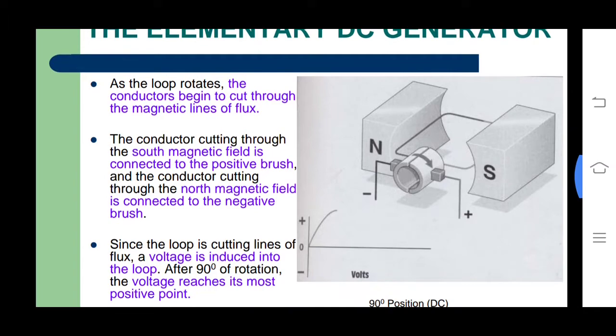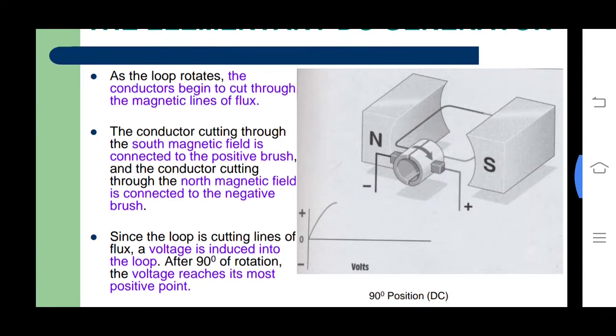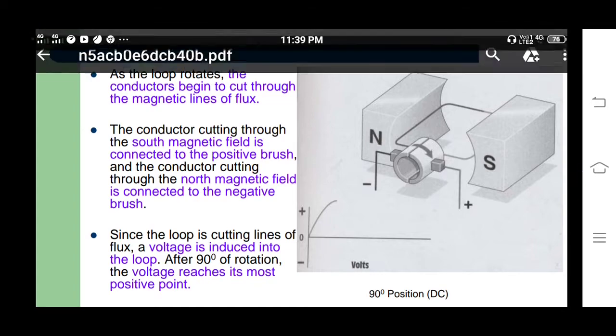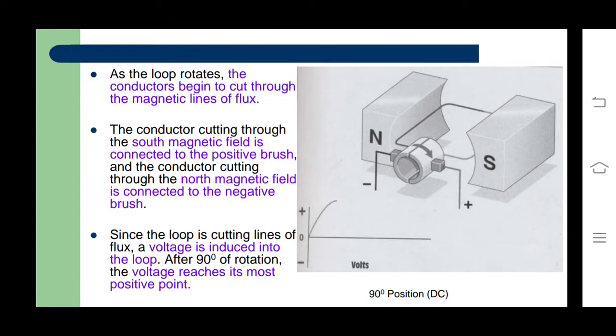So this is the DC generator. As the loop rotates, the conductor cuts through the magnetic lines of the flux. The conductor cutting through the south magnetic field is connected to the positive brush, and the conductor cutting through the north magnetic field is connected to the negative brush.